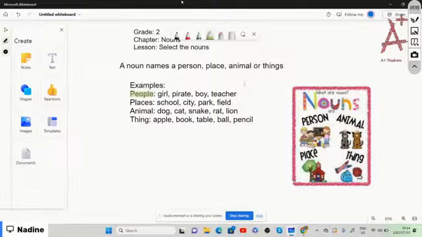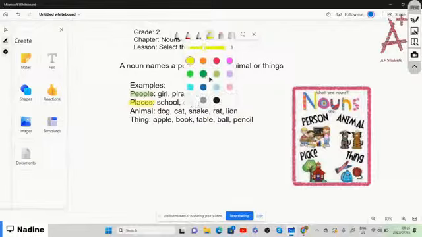Then we also have place. It names places. So maybe the school is a place, which is a noun. The city that you are living in, or the state that you're living in, and then we also have the park. That is also a noun. The field, where the kids are running on the track on the field, we identify that as a place.